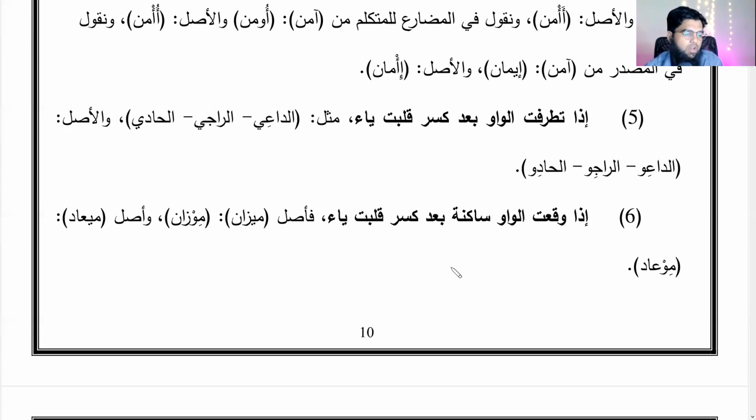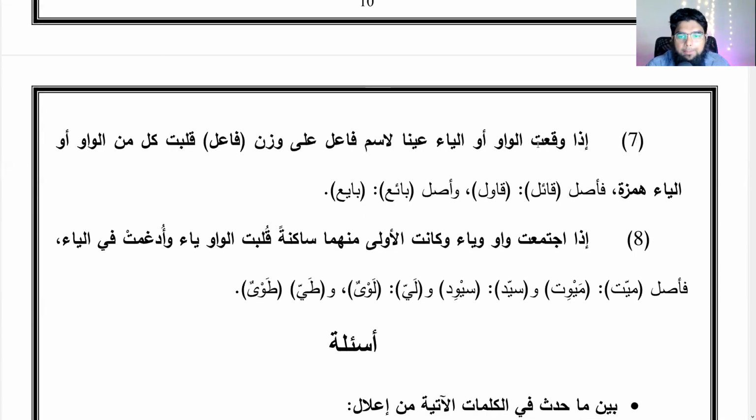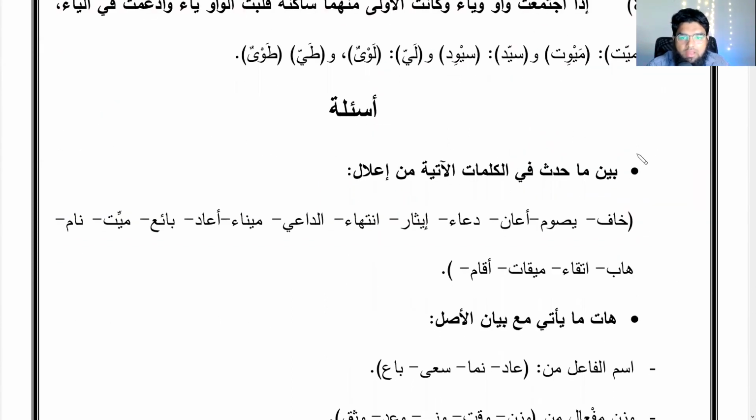If you want, we can talk a little bit about the exercises. Exercise: bayyin ma hadatha fil kalimat al-atiyati min al-i'lal. Tell us what the i'lal is happening here. Khafa, what is happening here? Yasum, what is happening here? Most of them are from the first four rules which you've done till now. Ithar, what is happening here? This is the idha ijtama'at hamzatan rule. Two hamzas are coming. It was ithar, and then it changes into hamza.